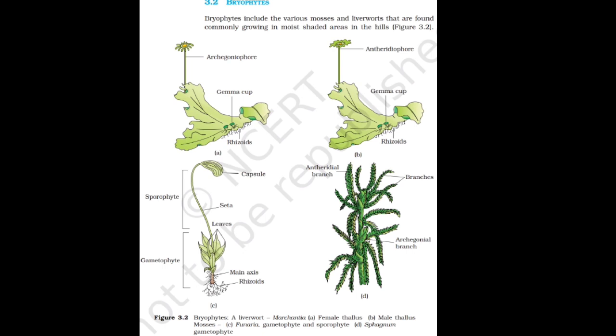And this is the main axis and rhizoids. Diagram of Sphagnum. This is the antheridial branch, and this is branches and archegonial branch.